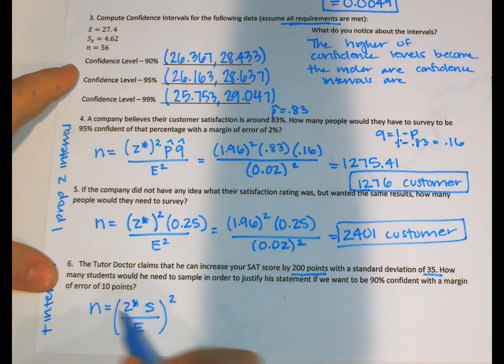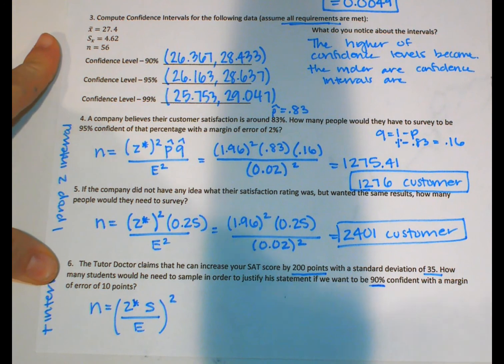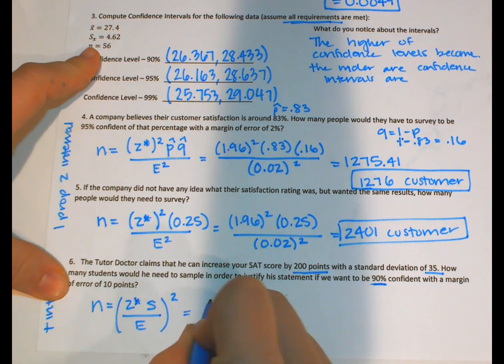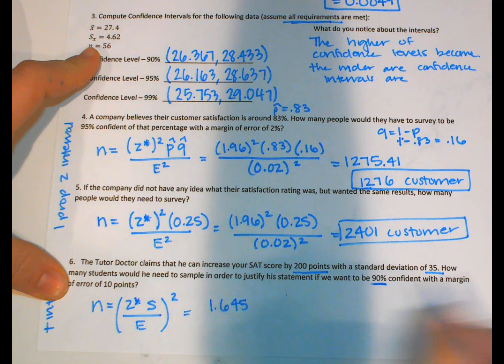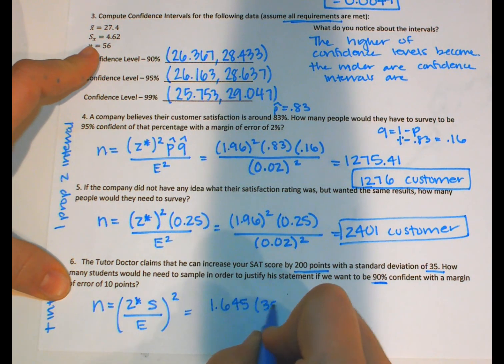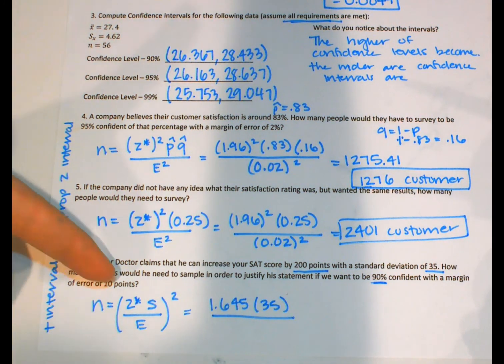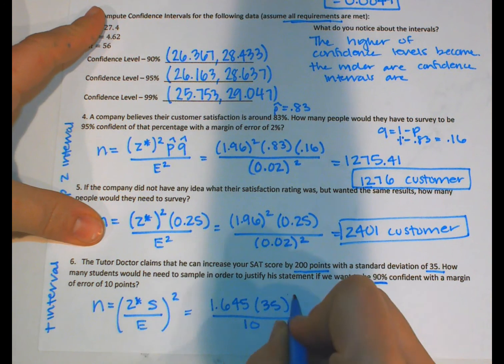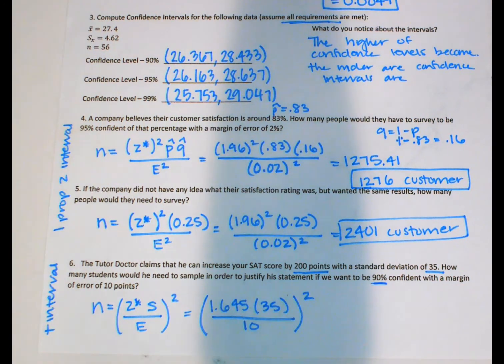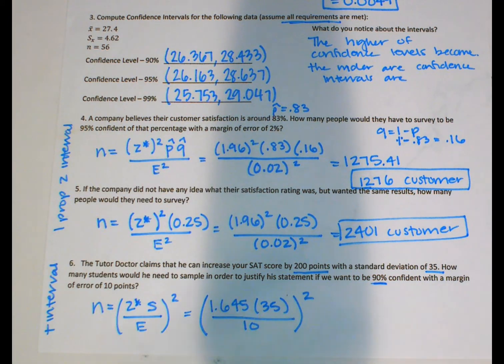So Z is that same thing. Since I want to be 90% confident, our critical value table tells us that's 1.645. Our standard deviation here is 35. Our E value is not a percentage. I just want a margin of error of 10 points, so our E value is 10. It's different for our T intervals than our one-prop Z intervals, because we're not talking about percentages or proportions. We're talking about an actual number that we're calculating.